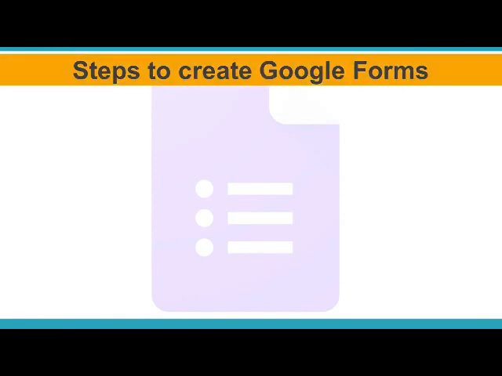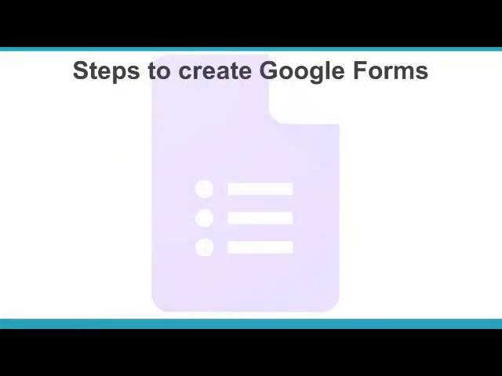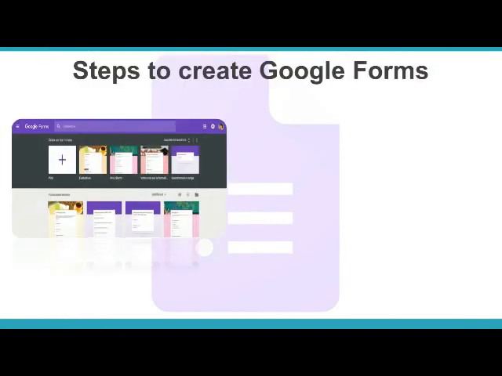Steps to create Google Forms. 1. Access Google Forms. First, navigate to Google Forms on your web browser. 2. Sign into your account. Sign in with your Google credentials. 3. Create a new form. Click the plus blank to create a new form.